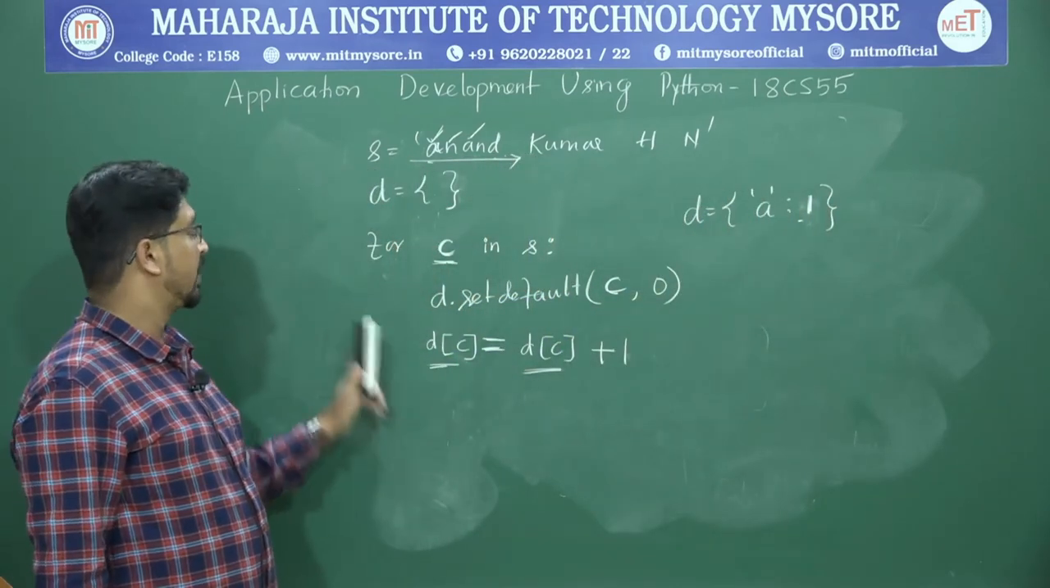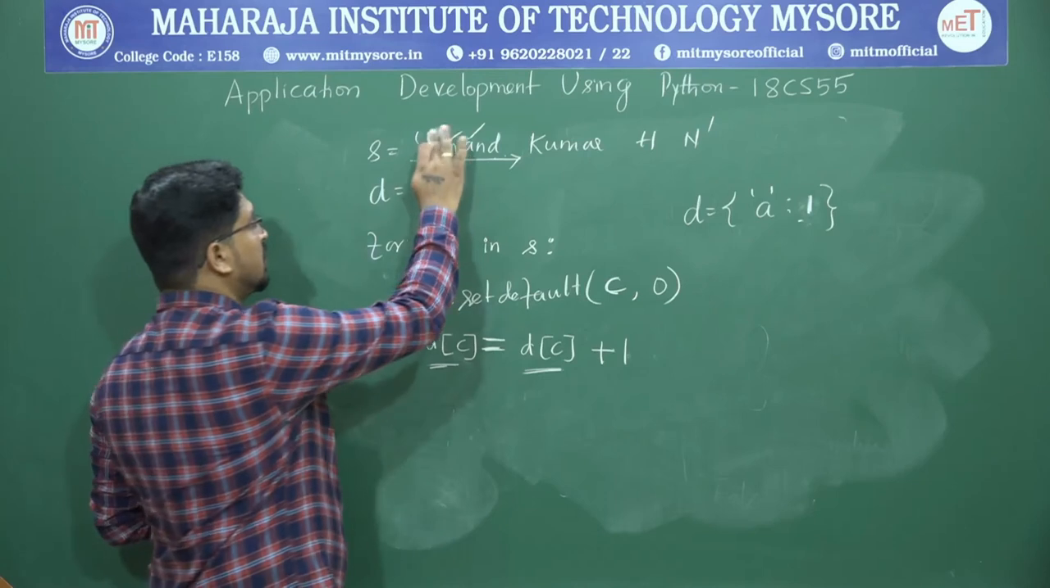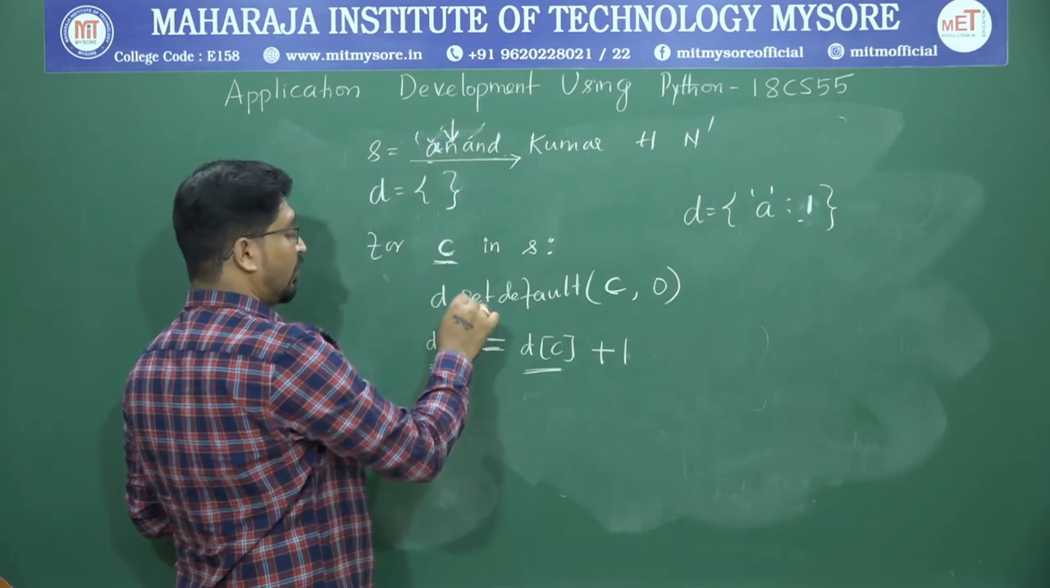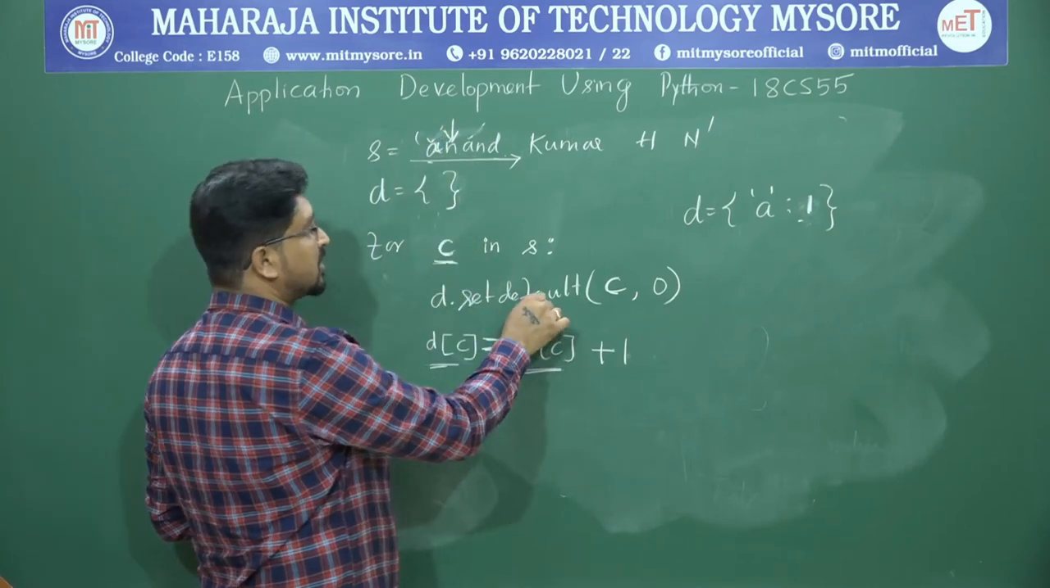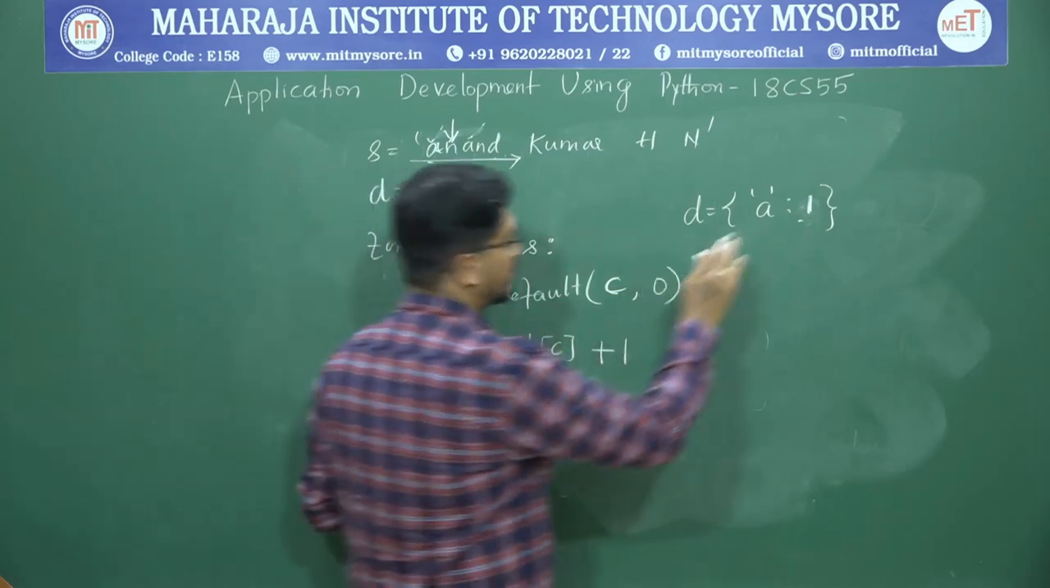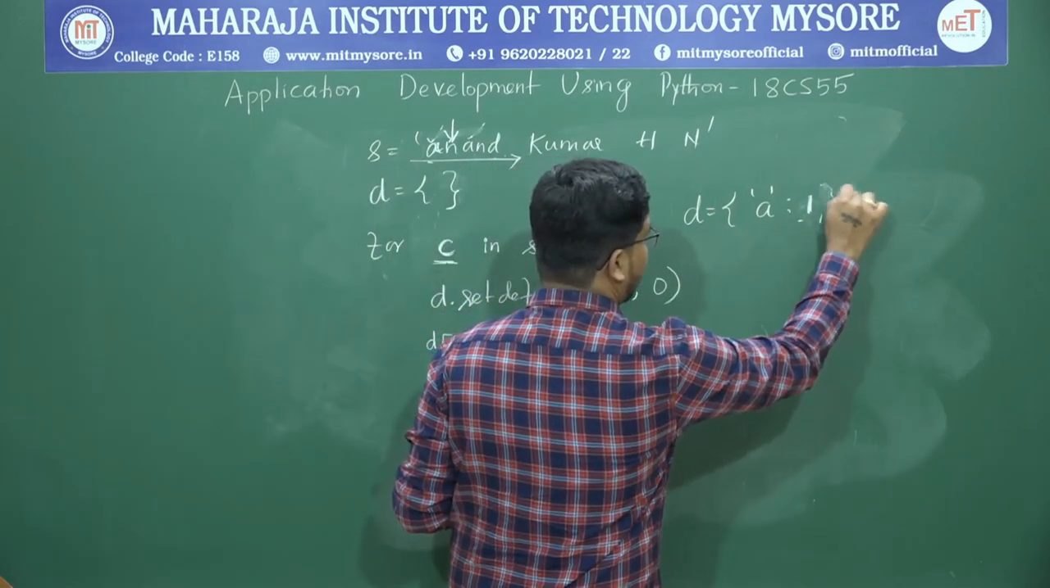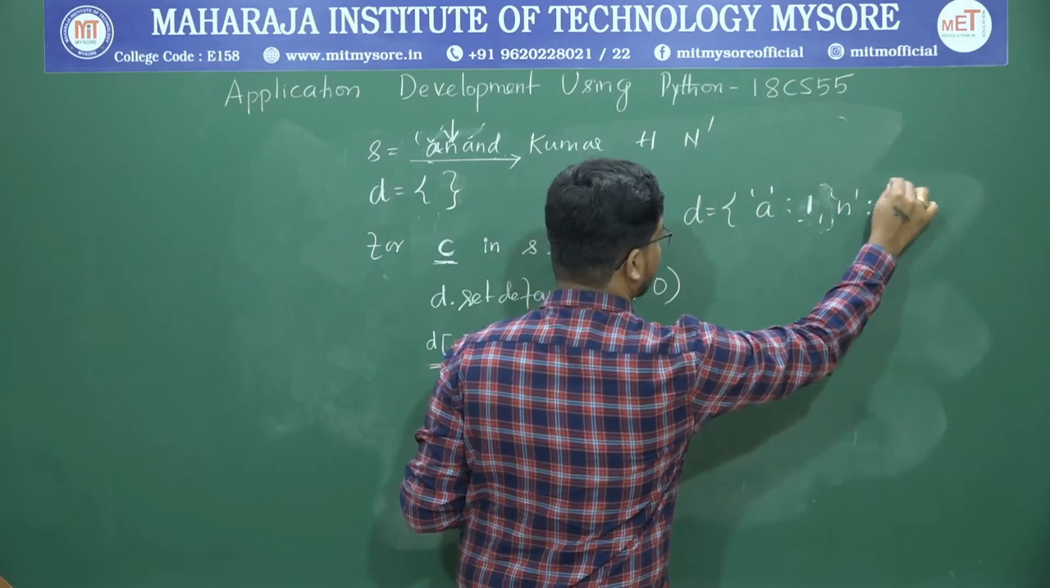A is 1 now. Next again go back to the for loop. Now C is pointing to N. Whether N exists in the dictionary, no, N is not present. Then what happens? N gets added to the dictionary with 0 as the default value.